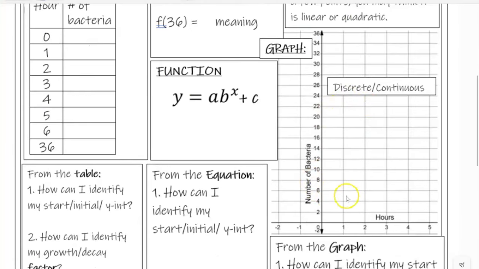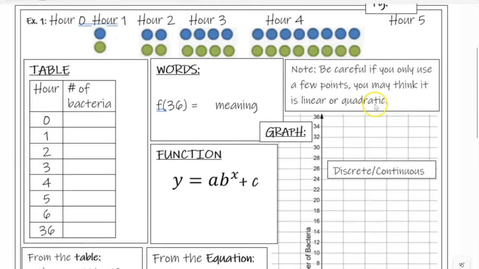So at this point, you should also have plotted hours versus the number of bacteria. Please do not join the curve. And why am I asking you not to join the curve? It comes down to this. Is it discrete or is it continuous? If you do not remember the difference, we're going to go ahead and talk about it right now. I'm not going to write it down, but you need to write it down.